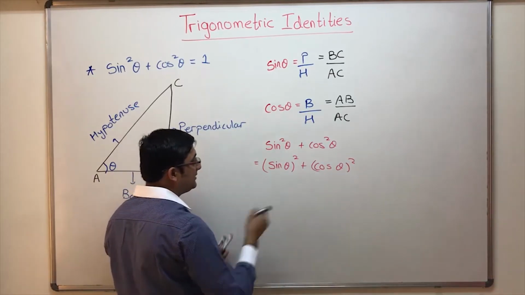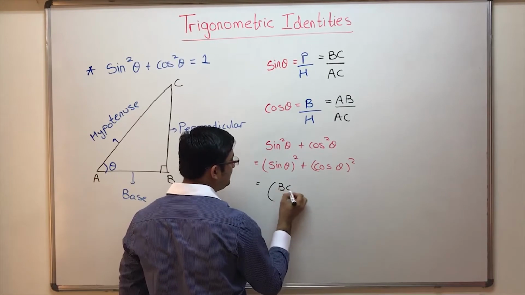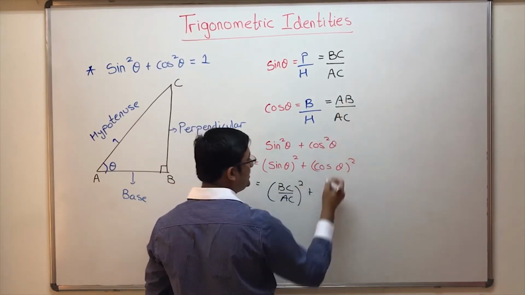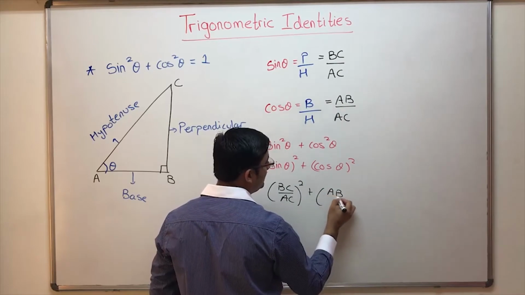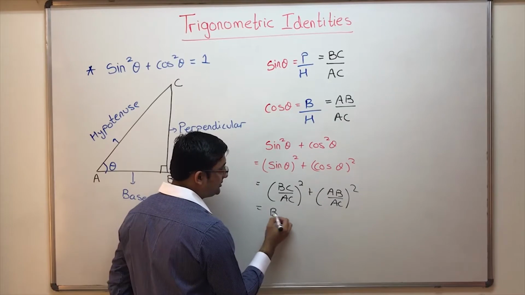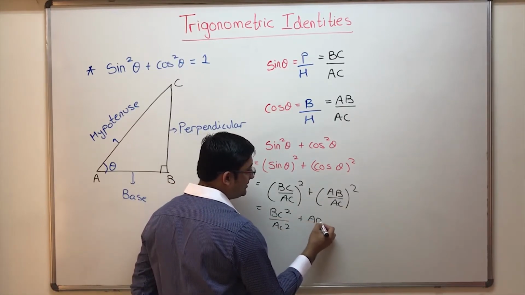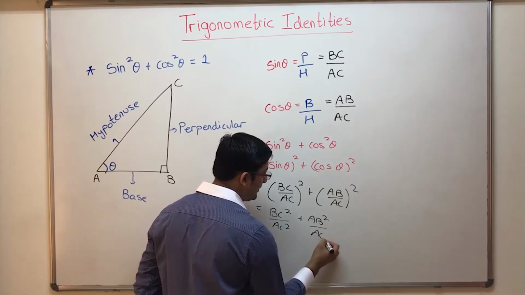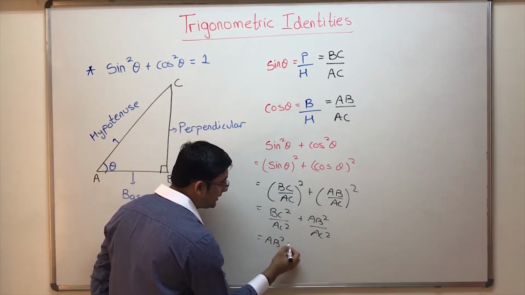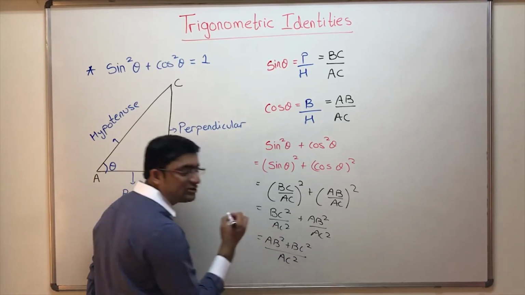So now let's plug in the values. What is sine theta? BC by AC. So BC by AC the whole square plus what is cos theta? AB by AC the whole square. So let's simplify this. So this is BC square upon AC square plus AB square upon AC square. Denominator same as the numerator. So we get AB square plus BC square upon AC square. So this is what we are getting.